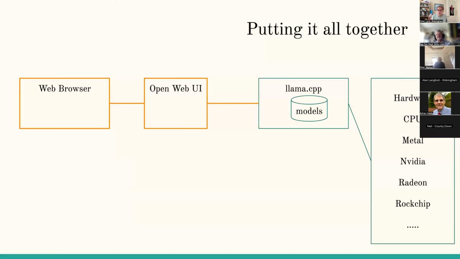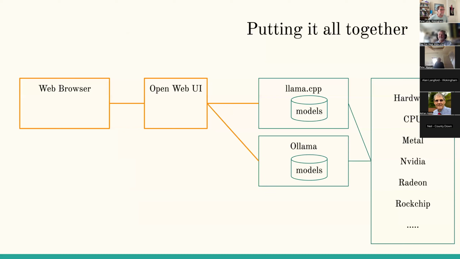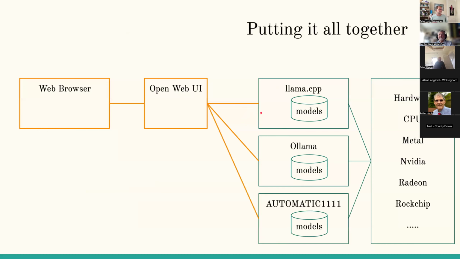We can do more though. We can run Ollama. Ollama will look at the hardware and do that. Ollama will load models. Ollama is also supported in Open Web UI, so we can use the same front end, depending on whether we want to use llama.cpp or Ollama. And of course, we can run diffusion type models as well. We can run Automatic1111 with its models, using the same hardware, but using the same user interface. So we can go into the browser, we can run large language models from llama.cpp and Ollama, and we can ask Automatic to generate our pictures.